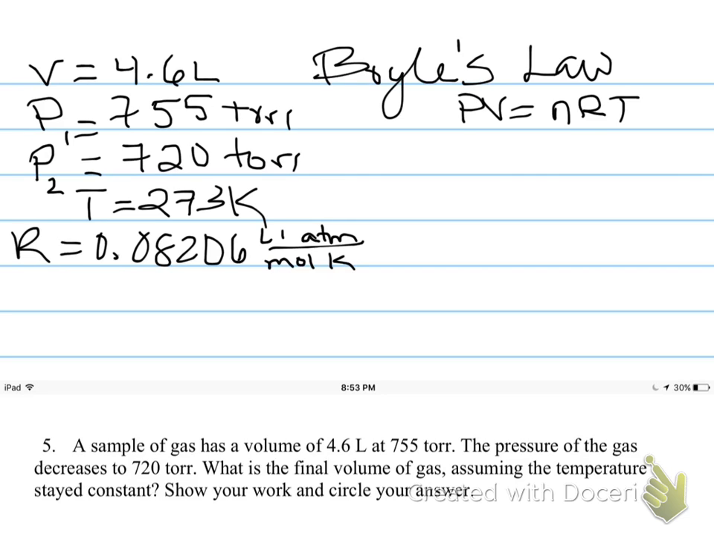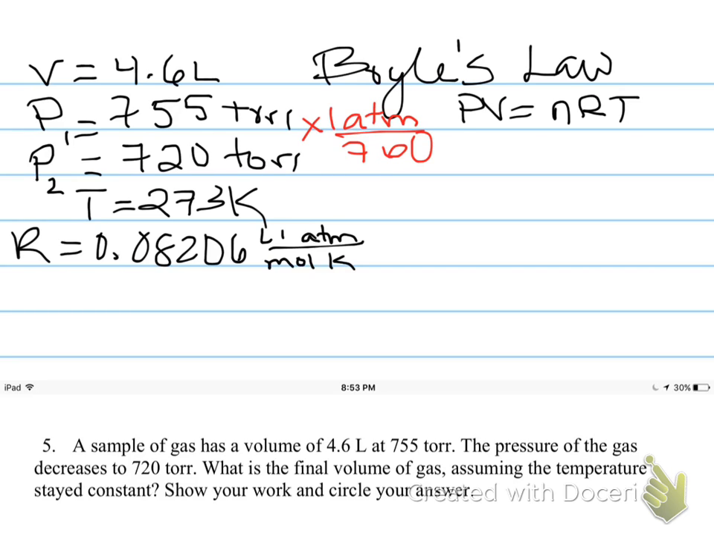So the first step is conversions, then finding moles, and then plugging moles into another version of the ideal gas law where I'm solving for V. So for both of these, I'm going to multiply by the conversion factor here.